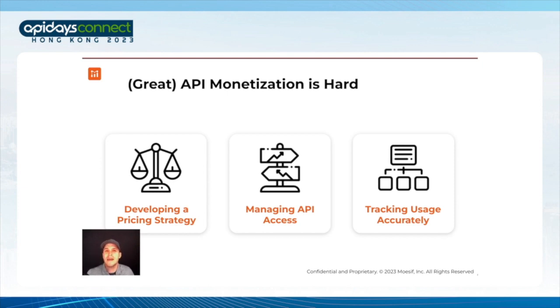Next is managing API access. This is something we would generally do with an API management tool or some type of proxy, but making sure that folks can actually access the APIs is also key. Lastly, hand in hand with pricing strategy, we want to make sure that we track usage accurately. No one wants to get a bill for something that they didn't use. So let's make sure that we track things accurately from a customer perspective, and also from a business perspective, to make sure that we're maximizing our revenue.